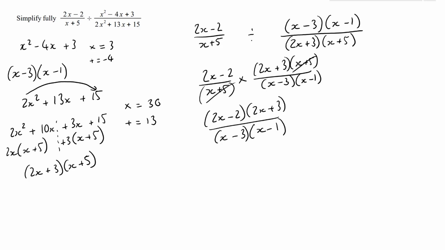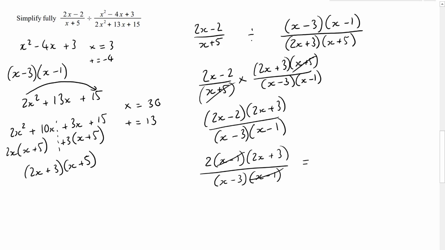And there is a sneaky little bit of factorizing we can do in this case. This 2x minus 2, we can actually take a 2 out of both of these numbers. So we could now make this 2 times x minus 1 times 2x plus 3 divided by x minus 3, x minus 1, and now these x minus 1s will cancel. If I expand this 2 into this 2x plus 3, it becomes 4x plus 6 divided by x minus 3, and we won't be able to simplify that one any further than that.